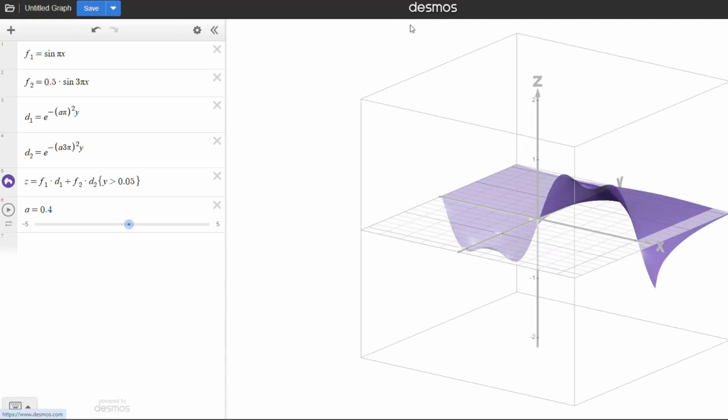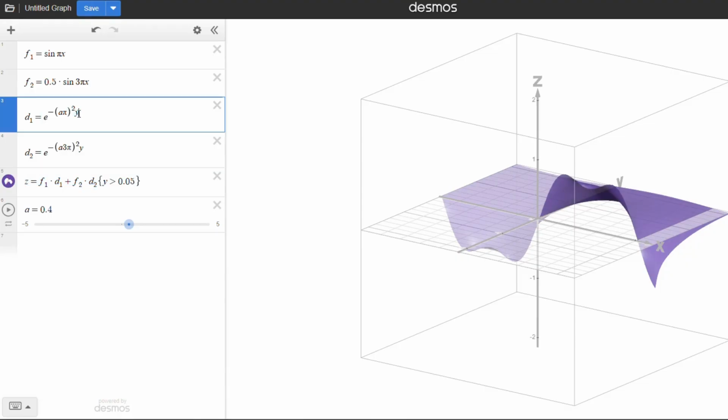So here's the Desmos graphing tool, a great graphing tool I always use to plot functions. The first two equations here are our initial conditions. So this is sine pi x, and this is the half sine 3 pi x. This is the decaying function we noticed for the first term, and here is the decaying function for the other part of the initial condition. Here's the combination, which is the final response of the system.